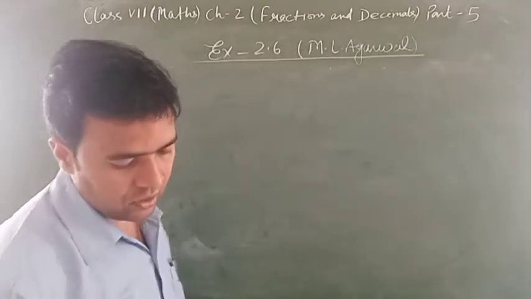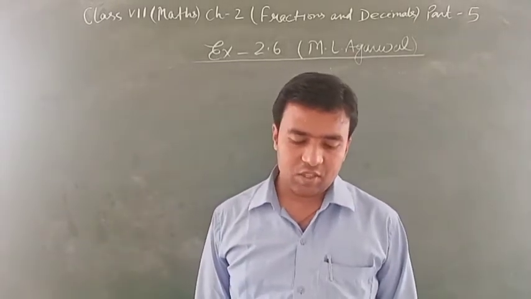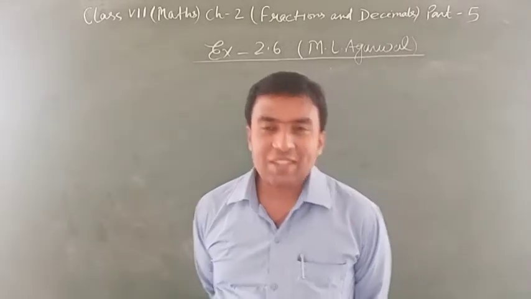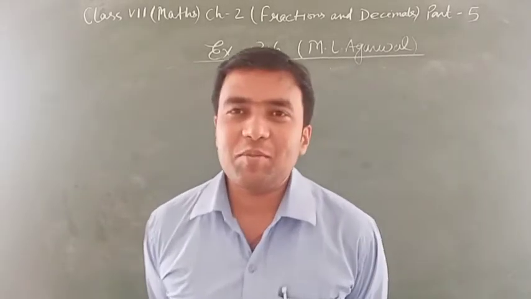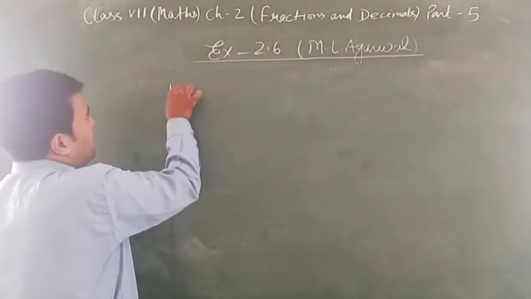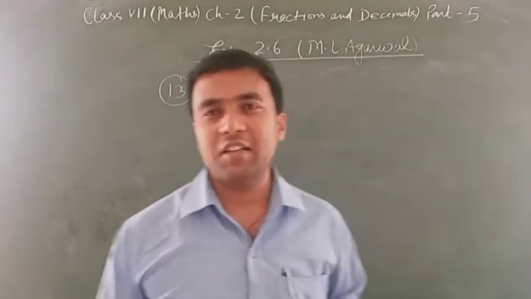Thirteenth question. If 2 by 3 of a number is 10, then what is 1.75 times of that number? Clear? 2 by 3 of a number. That number we don't know, so let the number be x. In mathematics, whatever you don't know, take it as x.